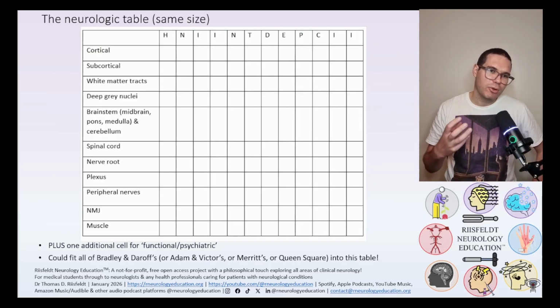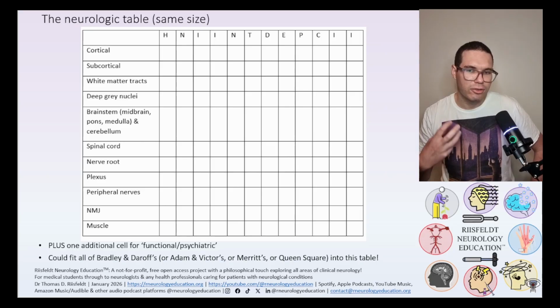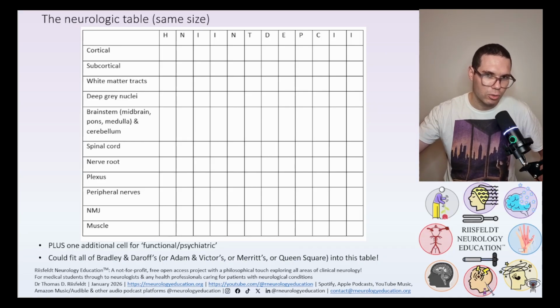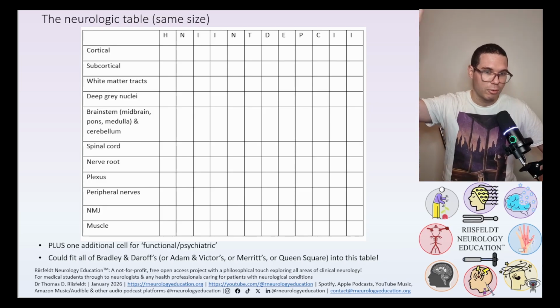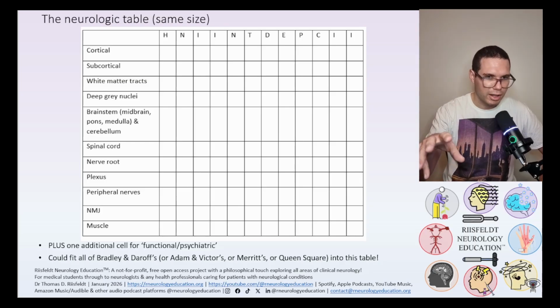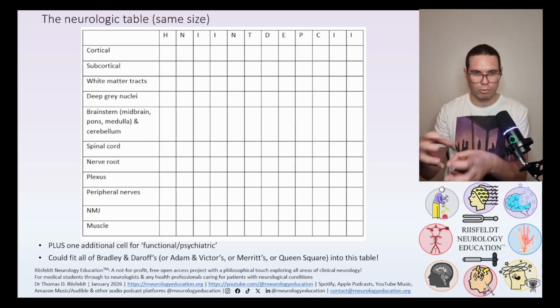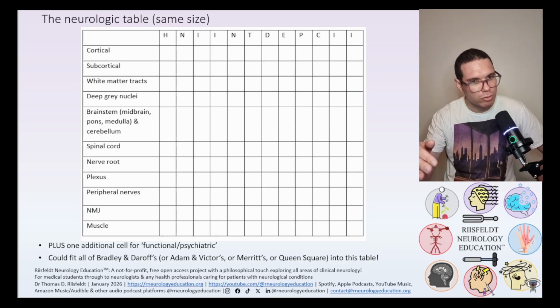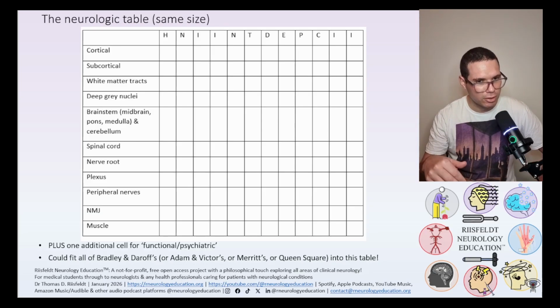So this is just demonstrating that applied specifically to neurology, you can use the same approach with a table, but keeping the columns the same, so your etiological categories, but you change all the rows. So instead of starting with neurological and then going to cardiac, pulmonary, etc., you just replace that with the parts of the central and peripheral nervous system. So you just start with cortical and then work down to subcortical, white matter tracts, deep gray nuclei, brainstem, so that's your midbrain, your pons, and your medulla. Then you also have your cerebellum, but I'm going to group them all together just so it fits in the table nicely. Then spinal cord, nerve root, plexus, peripheral nerves, neuromuscular junction, and muscle.